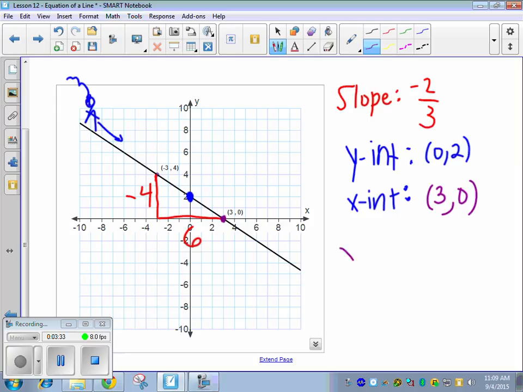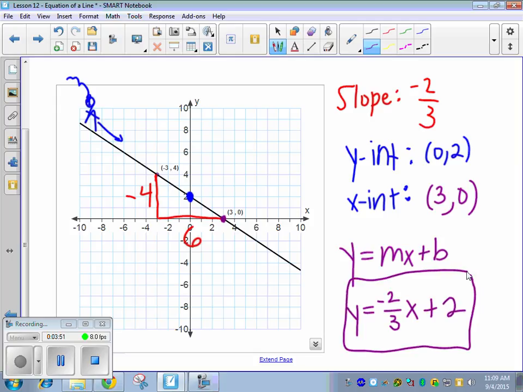And the last thing that we can do is write the equation of the line. So y equals mx plus b, right? Slope and y-intercept. What do I plug in for m? -2/3. What do I plug in for b? +2. So there's the equation of the line.